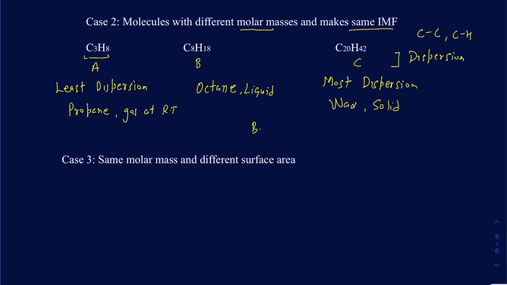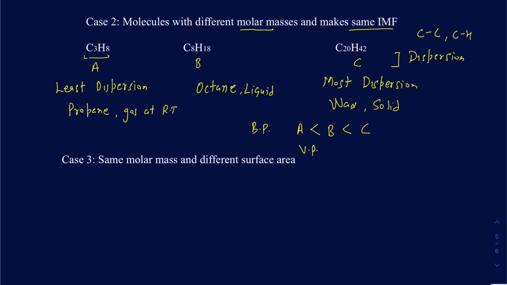So when I put them in the order of boiling point, A, being the least number of dispersion forces being made here, is going to have the lowest boiling point, and that's why it's a gas at room temperature. And then B, it's a liquid at room temperature, but it has a low boiling point. As soon as you spill a little bit of gasoline, you can see it evaporating very quickly. So B is going to have a relatively higher boiling point than A, and then C, since it's a solid at room temperature, you have to heat it up in order to boil it. So it's going to have the highest boiling point in this particular case.